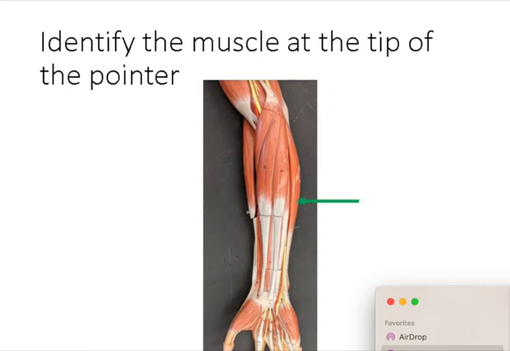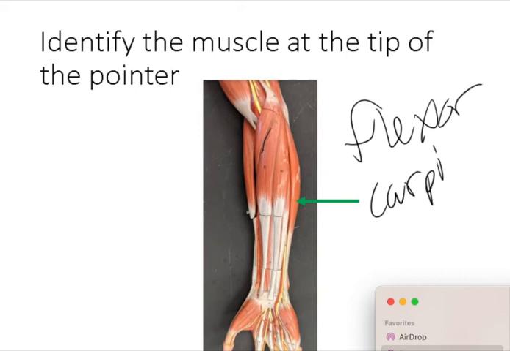So this one on the other side. We already named the pronator teres, the flexor carpi radialis, and the palmaris longus. Now this one is the flexor on the pinky side. So flexor carpi ulnaris. Hopefully that makes it easier. Flexor carpi ulnaris. All right.